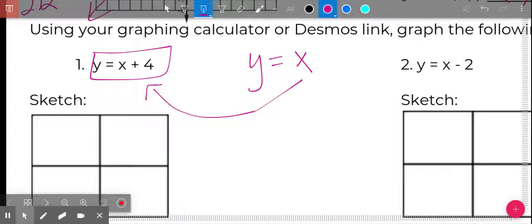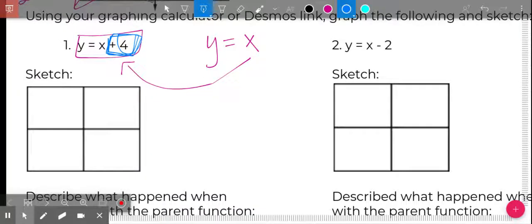We are adding 4. Okay, so this plus 4, I want everybody to box in the plus 4. Okay, that is the transformation that we're going to look at. What happens when we add 4? So everybody pick up the calculator, go to your y equals, hit pause on the video, go to y equals, and type this function in, and then give me a sketch.